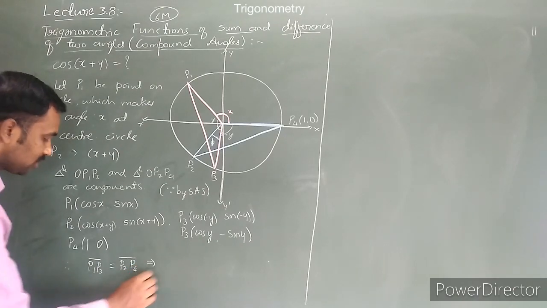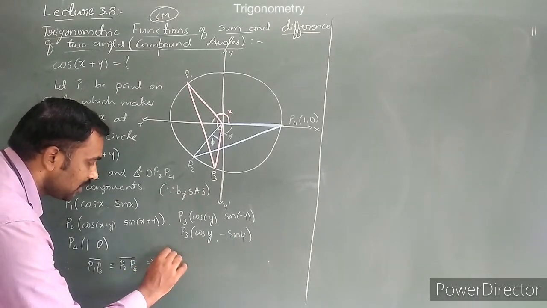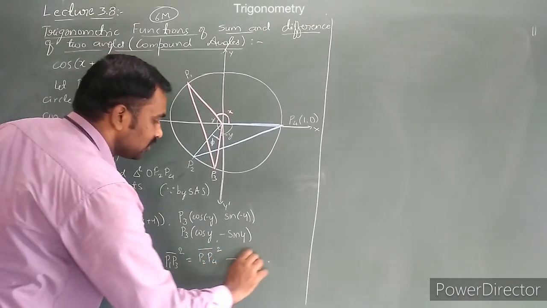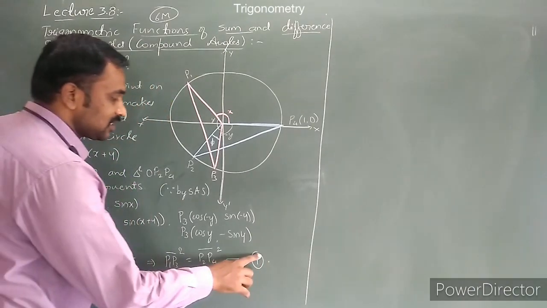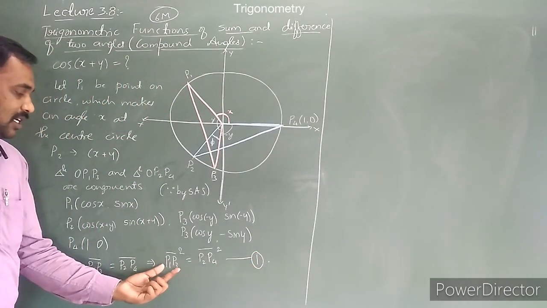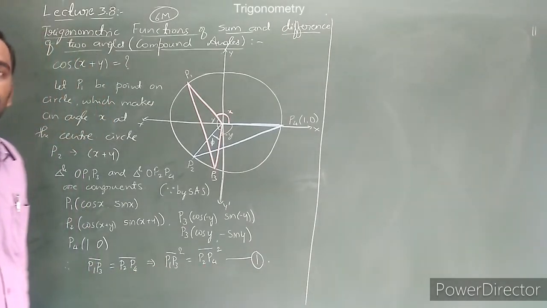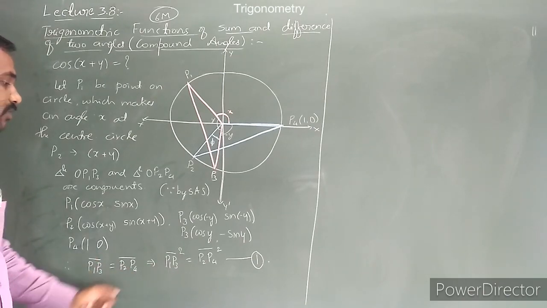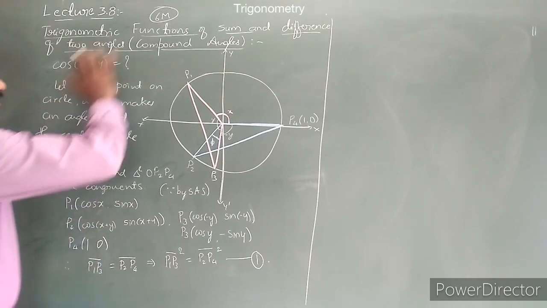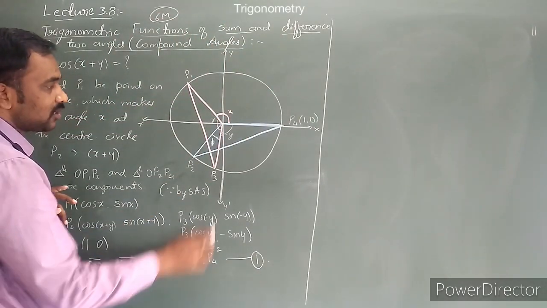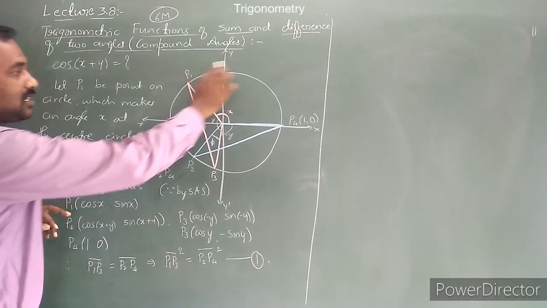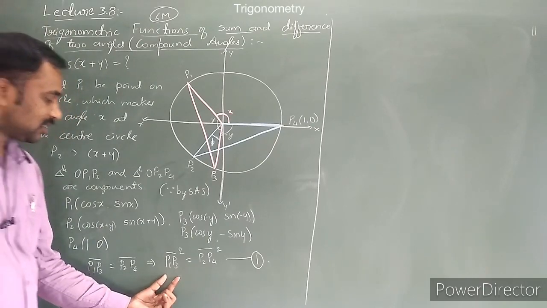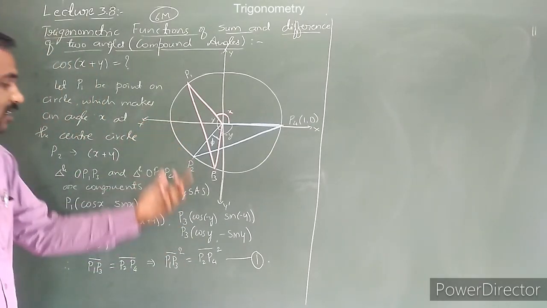Squaring on both sides, what do we get? P1 P3 whole square is equal to P2 P4 whole square. Call this equation number 1. These are the side lengths, P1 P3 whole square is equal to P2 P4 whole square. Next, from this small consideration, we got that these two sides of the interior triangles in this circle are equal. So just replace these side lengths and simplify.